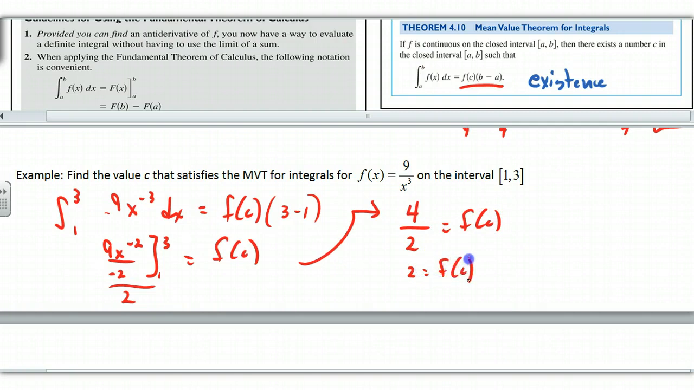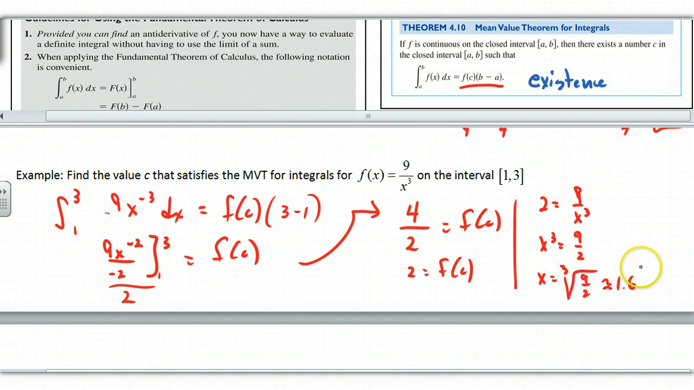What they're saying for us is that we want to find out what c is. Well, here's my function f of x. If the y value is 2, how am I going to find out what f of c is? Well, I set them equal to each other, so I go 2 is equal to 9 over x cubed. And so if I solve this one out, I get x cubed is equal to 9 over 2, and x is equal to the cube root of 9/2, which is approximately 1.6509. And when I say x here, this should actually be c. That's my c value right there.